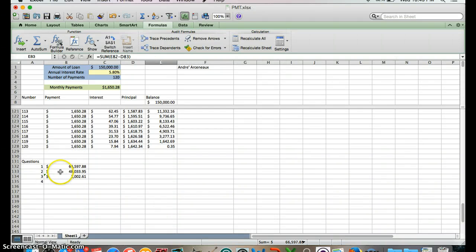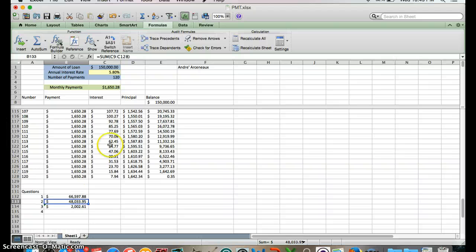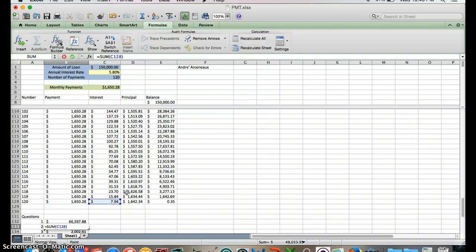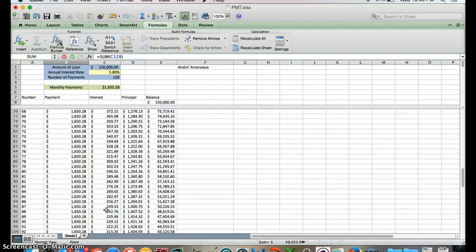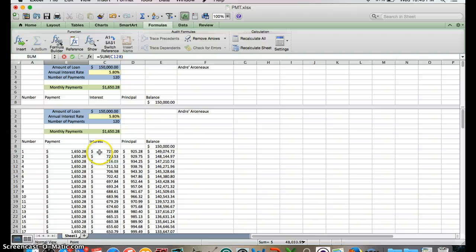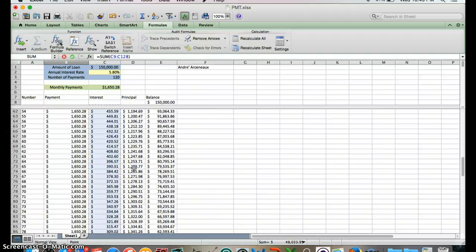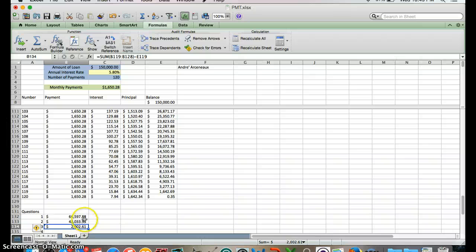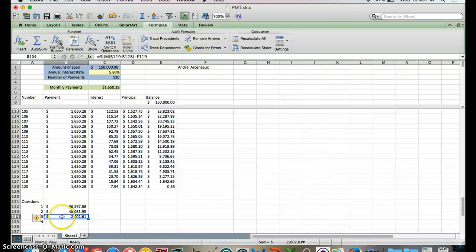Question number 2 was, how much total interest did you owe? And for this, I used the formula C9. Well, I just added up basically the whole C column. So in order to do that, click auto sum, click this right there, then you scroll all the way up and hold shift and then click that, and you just press enter, and that's how much interest you've paid.